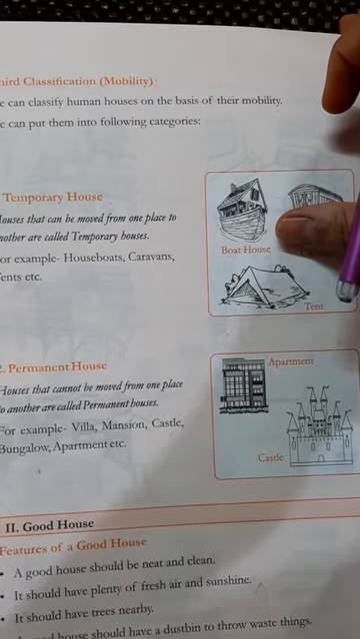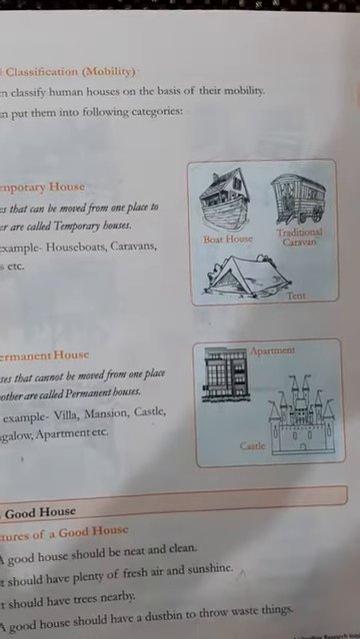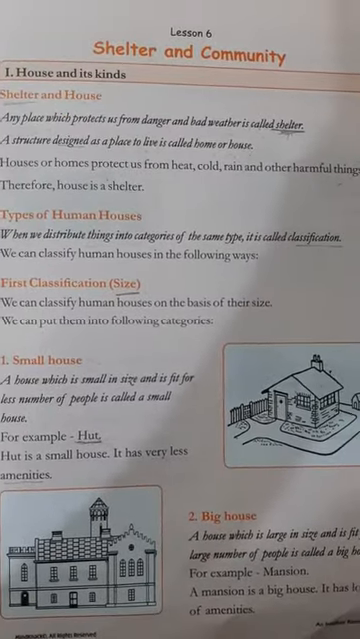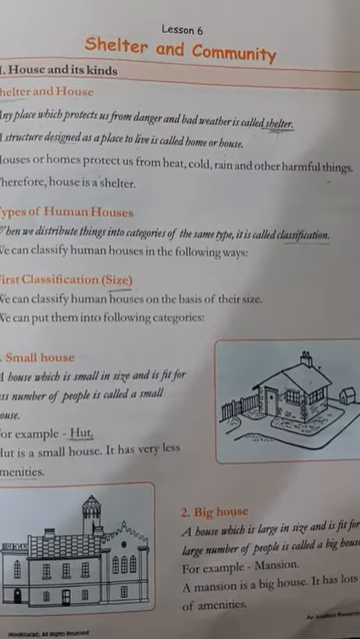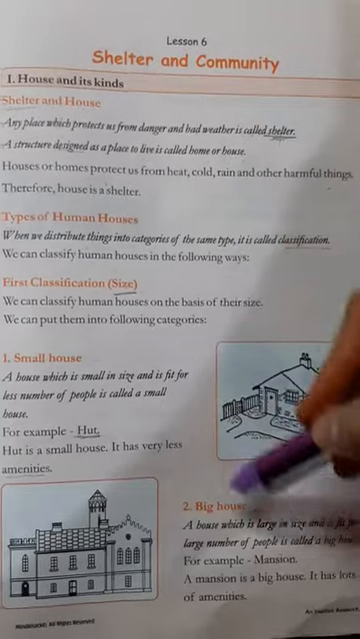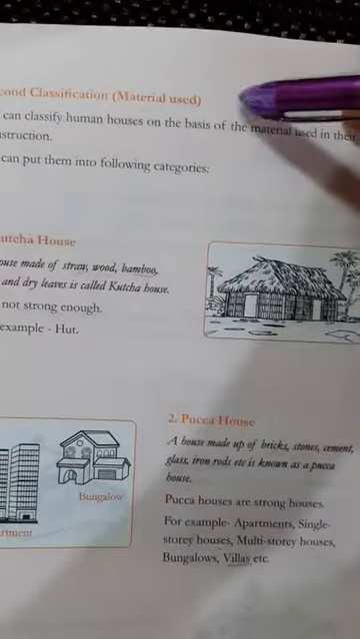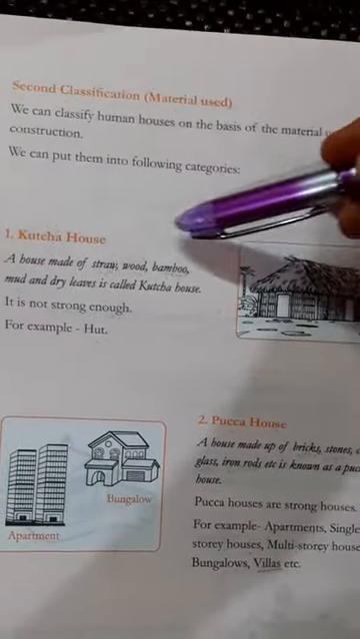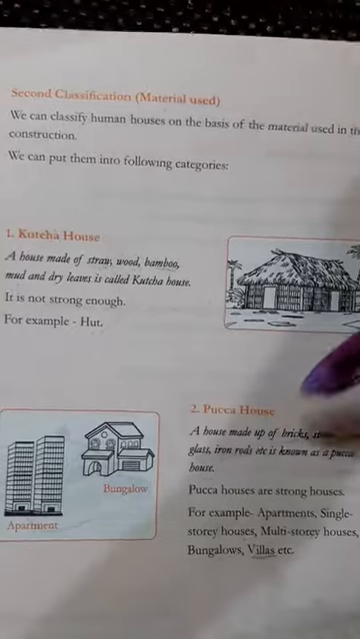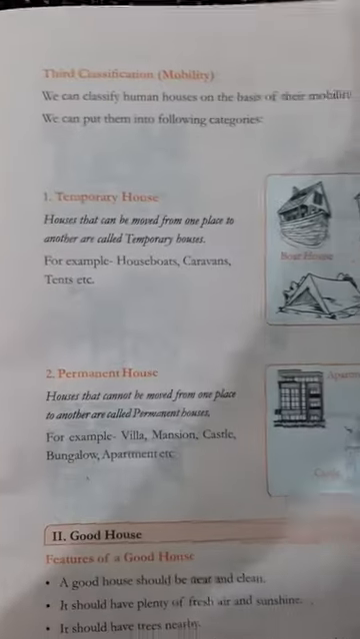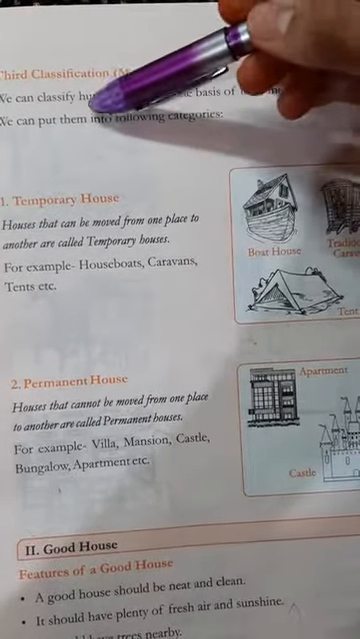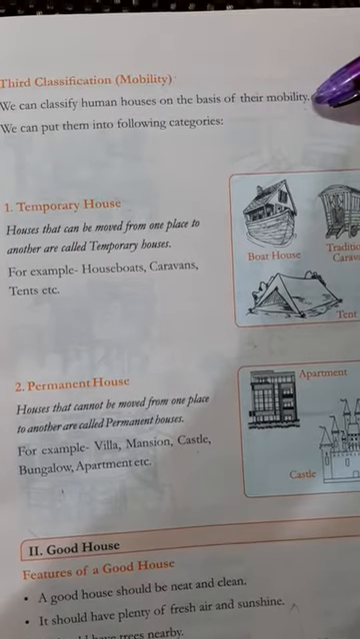As you all know, we are doing our lesson 6 and covered the first two classifications as well. In the first, houses are separated on the basis of size, small house and big house. In the second, houses are separated according to the material used, kacha house and pakka house. Now in the third one, houses are separated on the basis of their mobility.